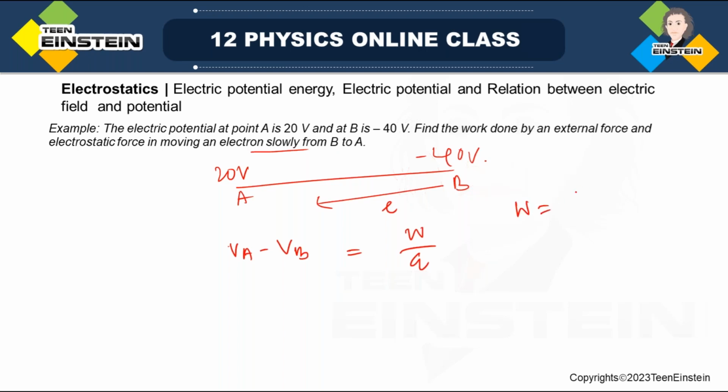So work done will be the charge times the potential difference. This is minus 40, 20. The electron charge is minus 1.6 into 10 to the power minus 19 coulomb. What we are trying to get is the work done due to the external force.